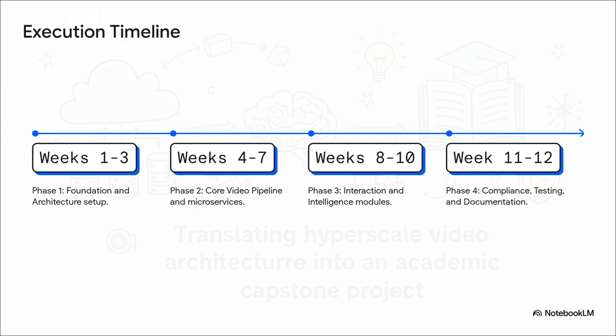Phase 3 brings in the interaction, adding things like chat features and the AI recommendation endpoint. And finally, Phase 4 is all about compliance, testing, and documentation, rigorously testing multi-user concurrency to make absolutely sure you don't have any nasty race conditions.